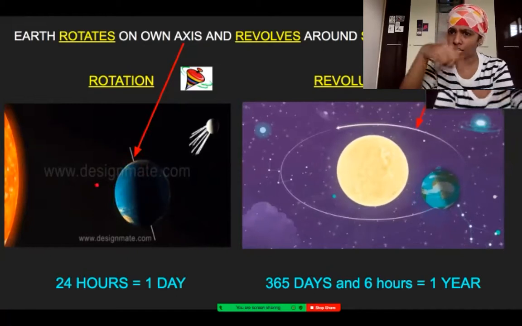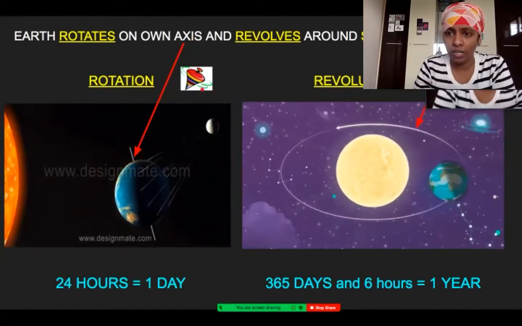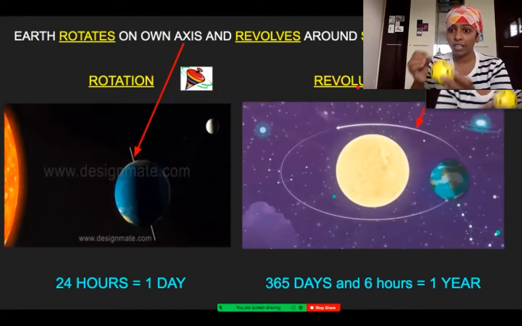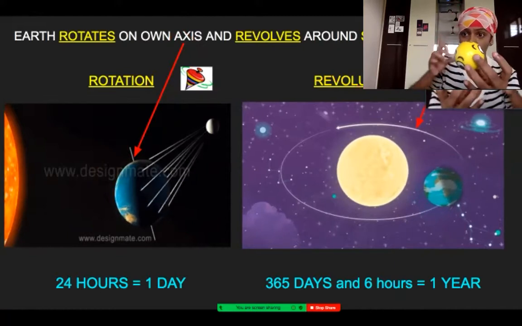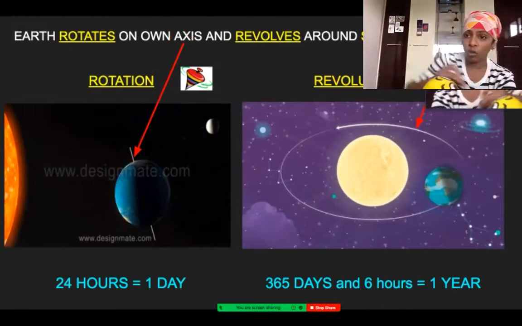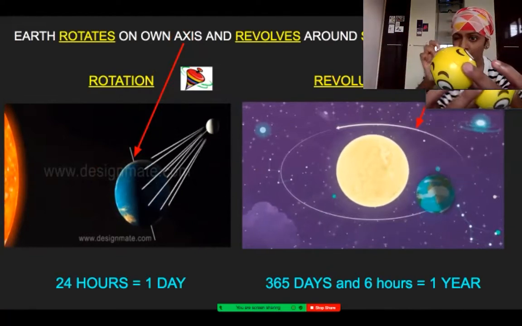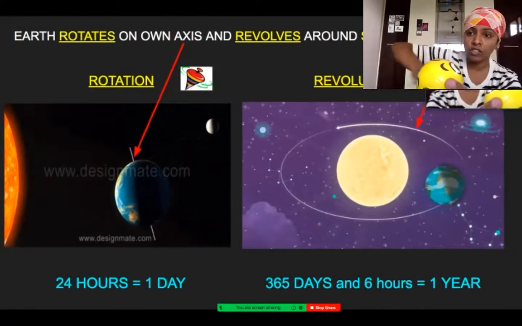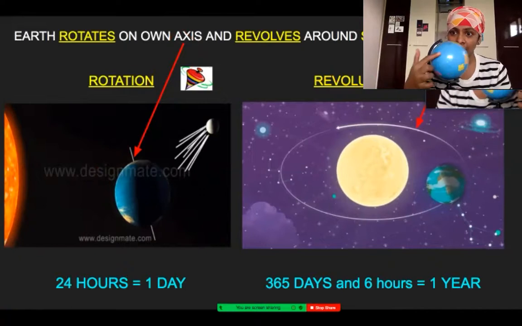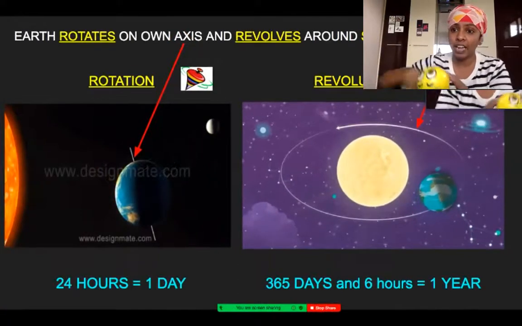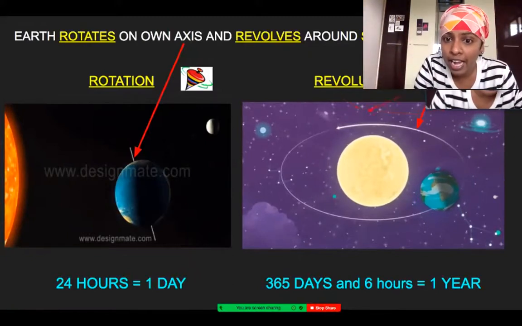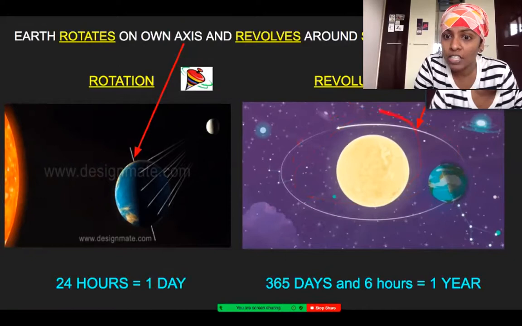This is rotation. Rotation matlab what? Like a top ghumna. Revolution matlab kya hai? Revolution matlab, if this is the sun, if this is the earth, sun ke around ghumna. If this is the earth and this is the sun, earth revolves around the sun. So rotation means aise aise aise top ki taraf ghumna, and revolution means it revolves around the sun on a line called the orbit. This is called what?